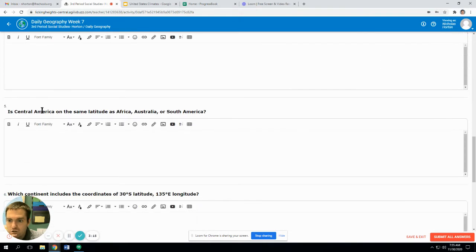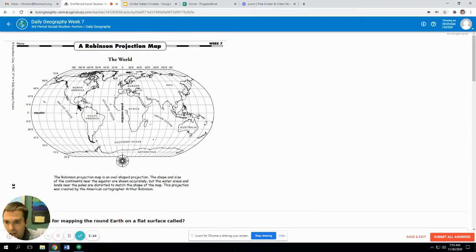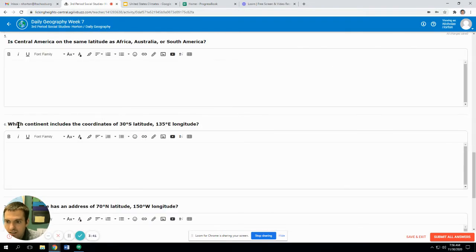Number 5 says, is Central America on the same line of latitude as Africa, Australia, or South America? So we come up here to our map. Central America is right here, and it's on this 15 degrees north latitude line. So is Africa, South America, or Australia along this same line of latitude? You just have to follow this line across and tell me which one of those continents is on the same line.